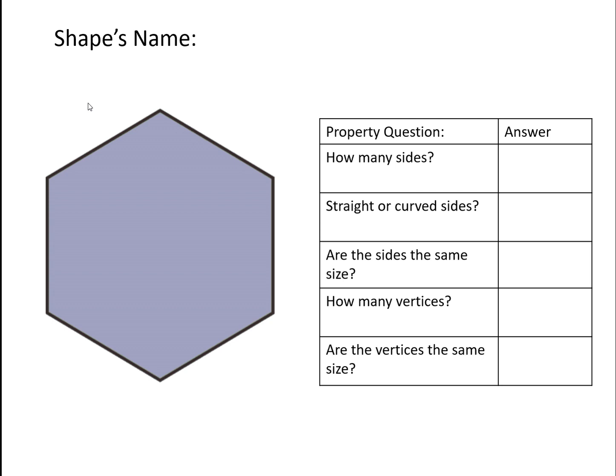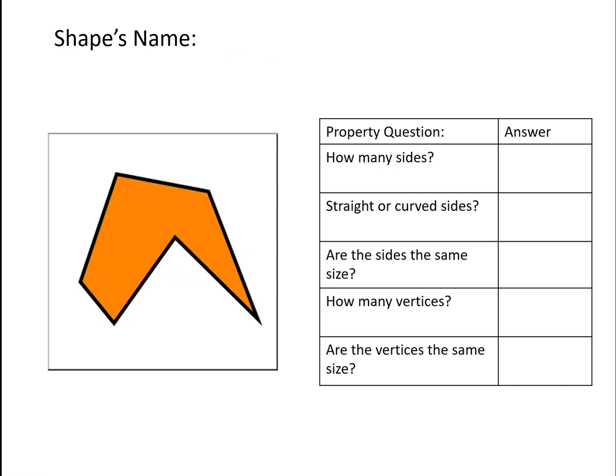Okay, so what's this shape? It's got 1, 2, 3, 4, 5, 6 sides. Straight or curved? Straight. Sides the same size? Yep. How many vertices? Can you guess? That's right. It's 6, the same as there are sides. And are they the same size? Yes, they are. And the shape's name is a hexagon.